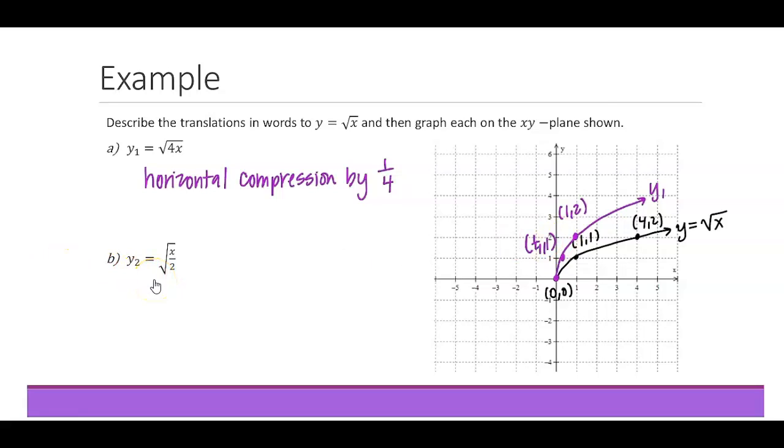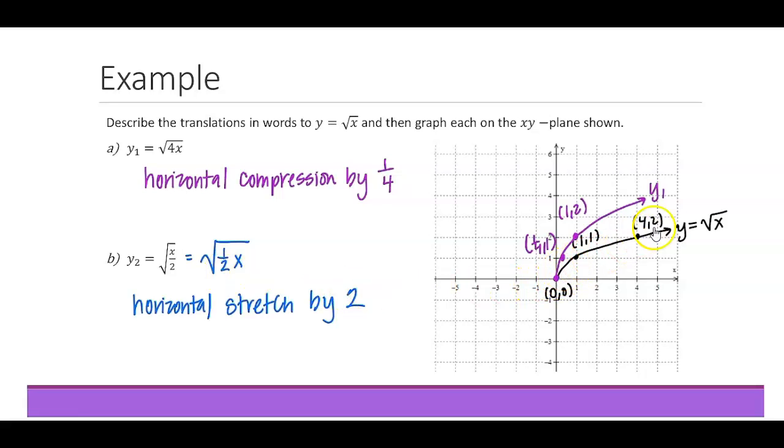And then for part B, I have y2 equals the square root of x over 2. Or another way to think about this is the square root of 1/2 times x. So I'm multiplying by x again, so I think horizontal. But whenever I'm by x, I do the opposite of what I would think. So instead of compression, even though 1/2 is between 0 and 1, it's going to be a horizontal stretch. And the horizontal stretch will be by the reciprocal. So the reciprocal of 1 over 2 is a horizontal stretch by 2.